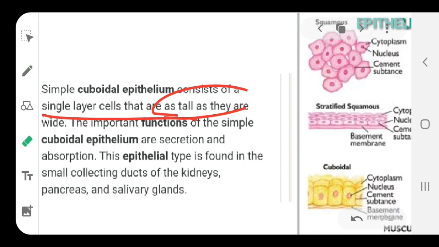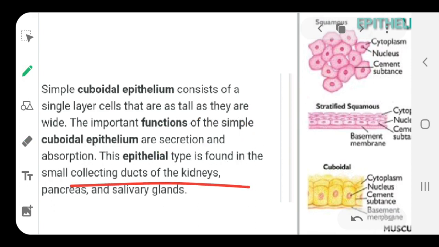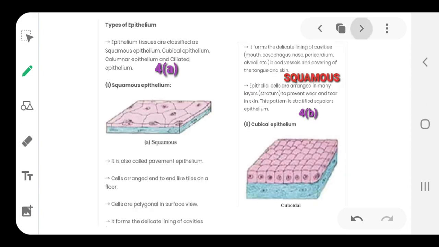So they are tall, and the cells are tall, and they are wide. And the important function for this particular tissue is secretion and absorption. So underline this term, secretion. They secrete the chemicals and then absorb them, and thereafter they are very much available in the collecting duct of kidneys, pancreas, and salivary glands. So these are the features for cuboidal epithelium tissue.